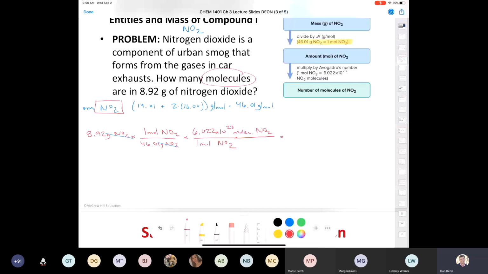We're going to put all that into our calculator, and we're going to get the correct answer. I did this one. In fact, I think I did all of these. I end up with 1.17 times 10 to the 23 molecules of NO2. Beauty, just like that. With that in mind, let's keep moving. You can see how dimensional analysis is a very powerful tool in chemistry.